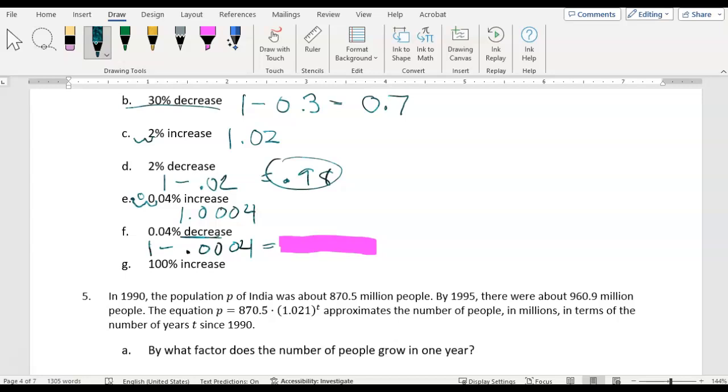Of our original amount. Okay, if we have a 100% increase, now we have 1 plus this in decimal form is just 1. So if we have a 100% increase, we're doubling something. So then your factor is 2. All right, so you can reason through that. 100% increase means I'm doubling. If I have 6 and I have 100% increase, I now have an additional 6, or times 2, right? So it is doubled to 12.